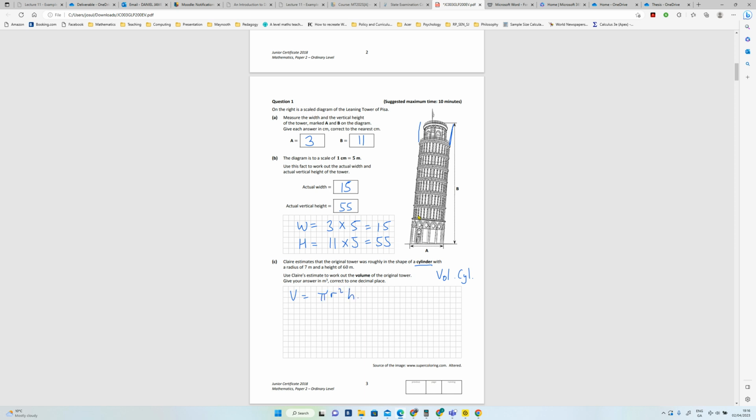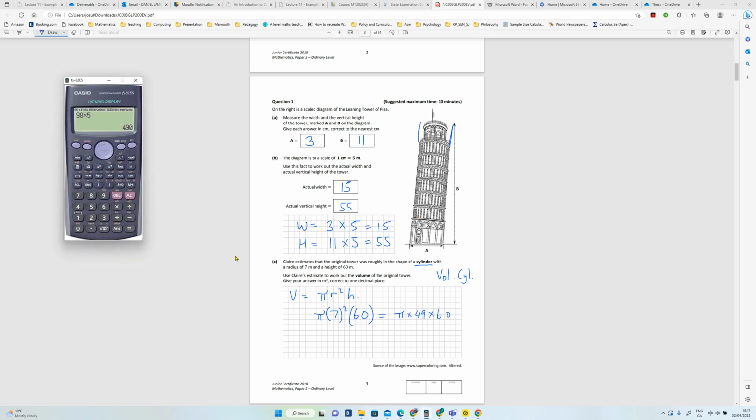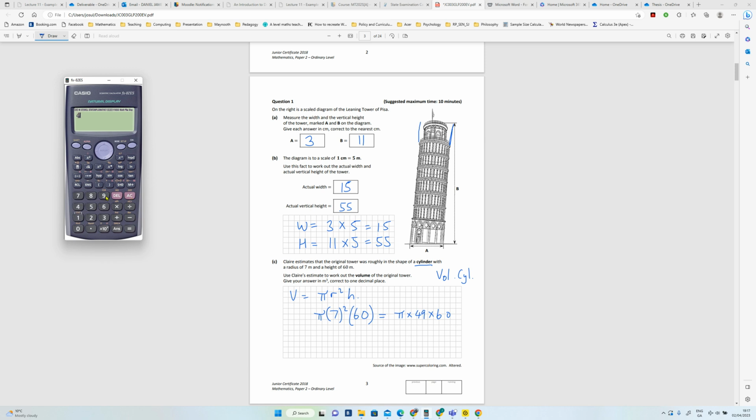So what do we know? We know the h is 60 meters. Pi is pi, no problem there. 7 is the radius. And you can crank that into your calculator. So it's going to be pi multiplied by 49 multiplied by 60.